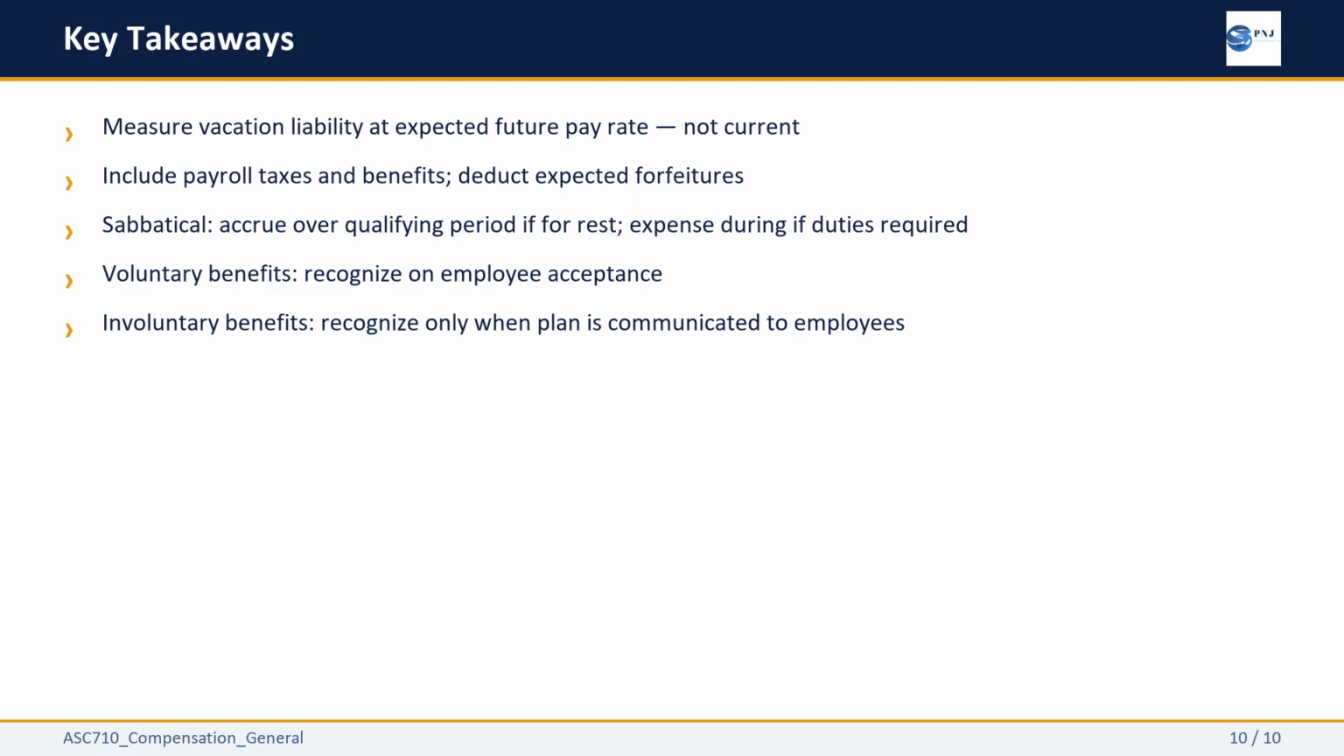Three big measurement ideas to carry forward. First, the vacation liability uses expected future pay rates, not today's rate. Second, include payroll taxes and benefits and reduce for historical forfeitures. Third, termination benefit timing is determined by who triggers the event: the employee accepting a voluntary offer or management communicating a mandatory plan. Getting these triggers wrong is one of the most audited areas under this standard. Next, we move into deferred compensation, a different structure but the same principle: accrue when earned. Thank you for completing this section on measurement, sabbatical leave, and termination benefits.